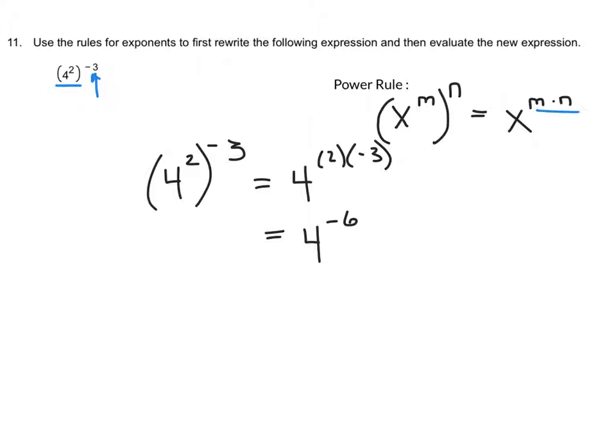Now I have a negative exponent. When we have negative exponents, we always need to make the exponent positive by placing a 1 on top of the entire expression. So 4 to the negative 6th power becomes 1 over 4 to the positive 6th power. Now we can use the calculator to do 4 to the 6th power, which is 4096. And our final answer to this problem is 1 over 4096.